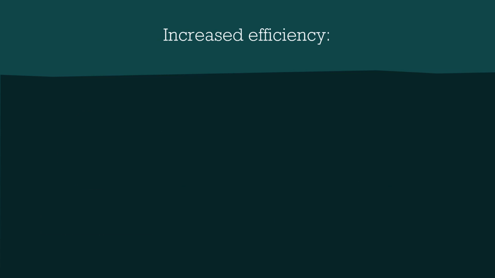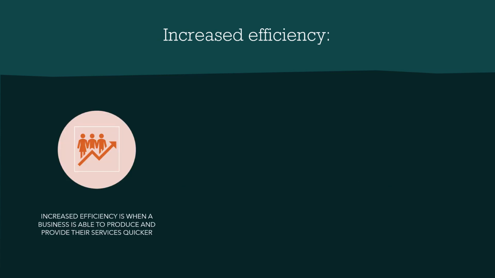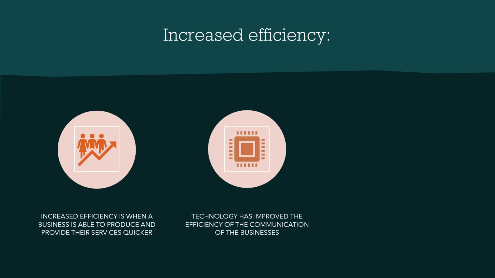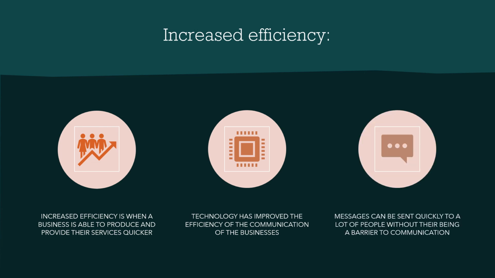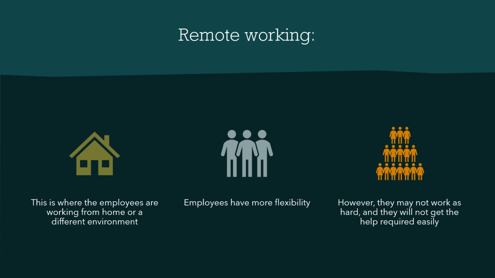Increased efficiency. Increased efficiency is when a business is able to produce and provide their services quicker. Technology has improved the efficiency of communication in businesses. Messages can be sent quickly to a lot of people without there being a barrier to communication. Remote working. Remote working is where employees are working from home or from a different environment, which means that employees will have a lot more flexibility. However, they may not work as hard and they will not get the help that they require easily.